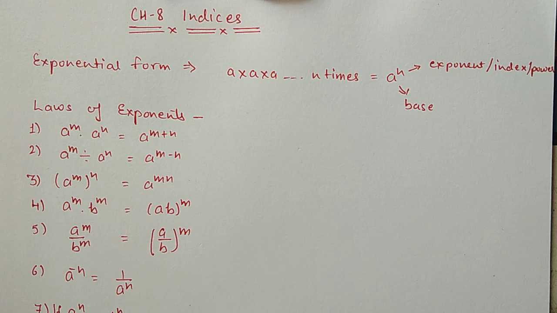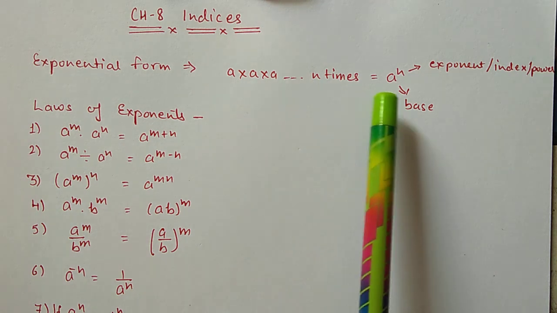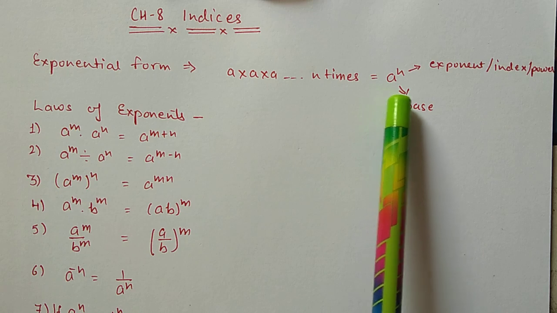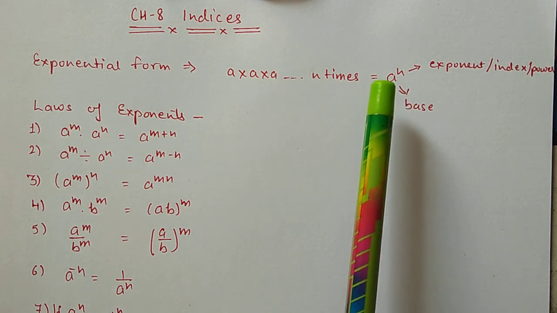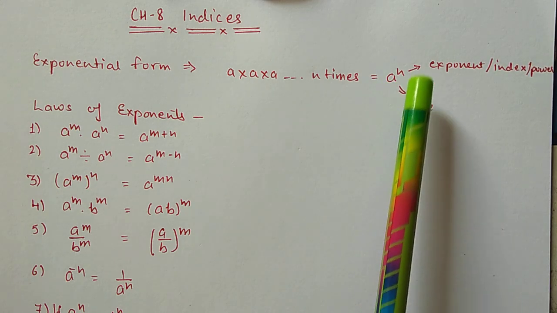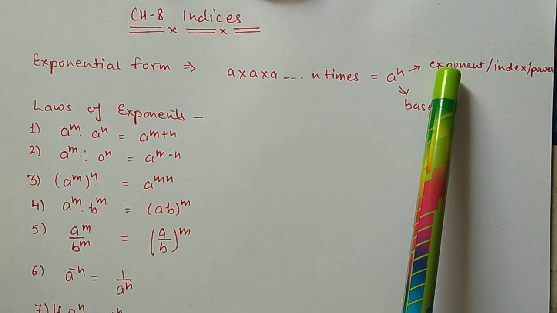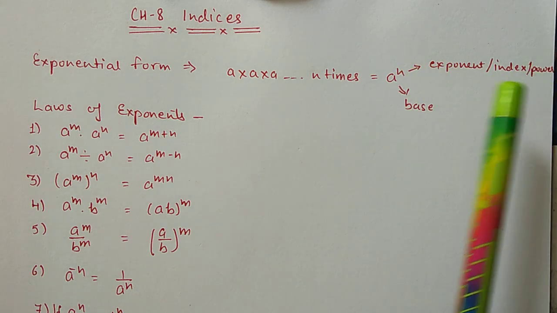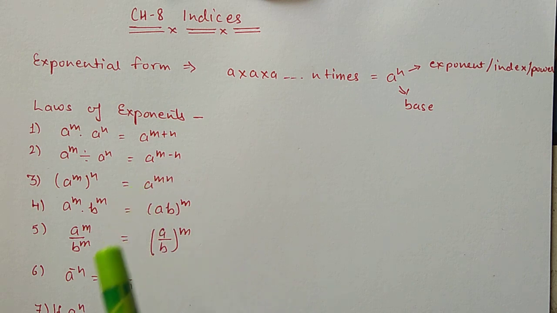Hello students, today we are starting chapter number 8, indices. Indices means exponent. In lower classes you have learned how to represent a number in the power form or in the exponential form. Any number if we factorize and write like this in power form, we will call that the exponential form. Here this we will call the base, and this power we can call exponent or index or power. We have a few laws of exponent that we will use in this exercise.